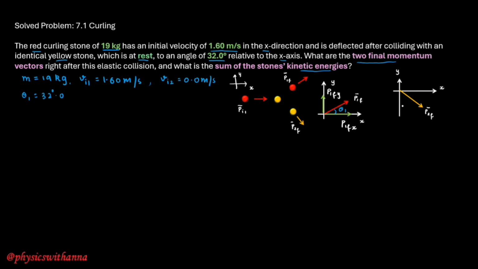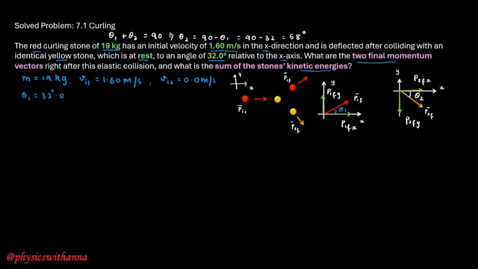The second stone, which is the yellow stone, is deflected by an angle of theta 2. And since this is an example of elastic collision, we know that in elastic collision, when two identical objects collide, they move at an angle of 90 degrees with each other. So we get theta 1 plus theta 2 equal to 90. Or we can find theta 2 from this as theta 2 equals 90 minus theta 1, which is 90 minus 32. That gives you theta 2 as 58 degrees. Then we split the components of the yellow stone. One component that goes along the x-axis, which we write as P2 final x, and the other that goes along the y-axis, which will be P2 final y.